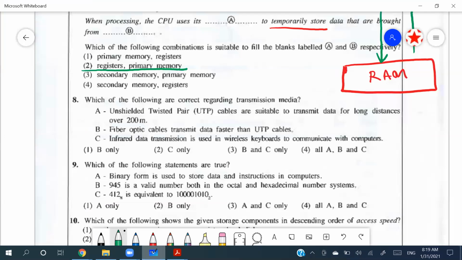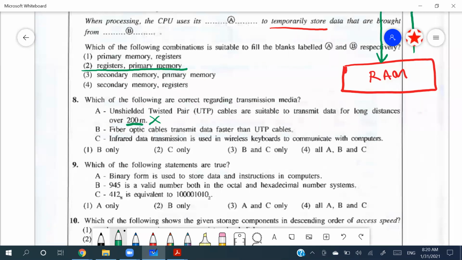So it says unshielded twisted pair cables are suitable to transmit data over long distances, over 200 meters. So not 200 meters, it is 100 meters. Because of that point, this is wrong. Fiber optic cables transmit data faster than UTP cables. It is because fiber optic cables use light to transfer the data.